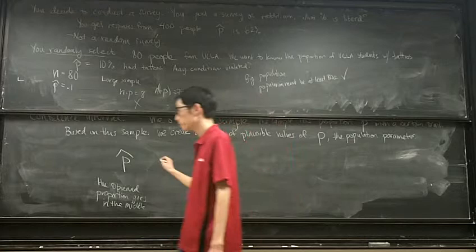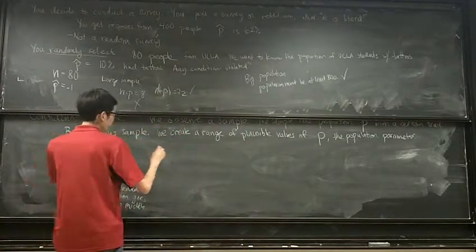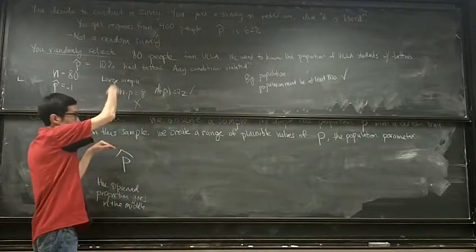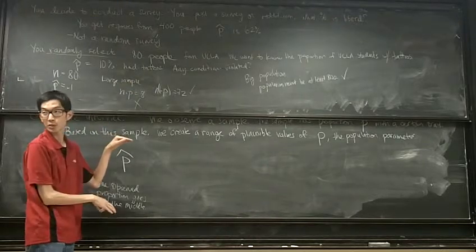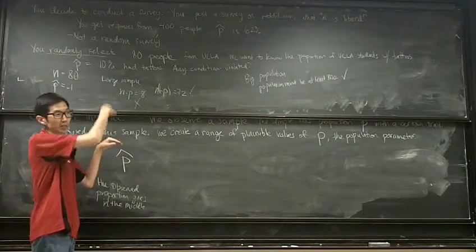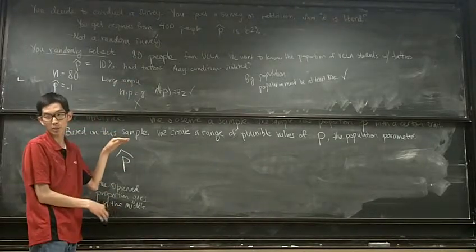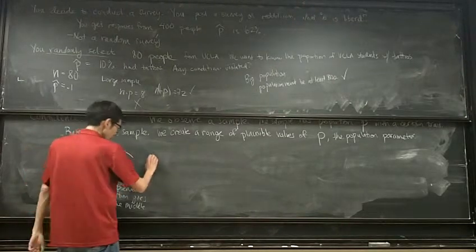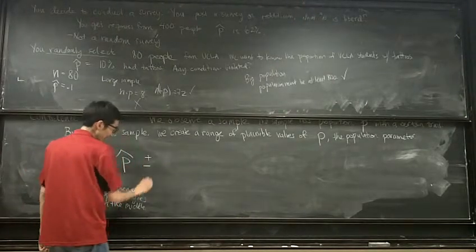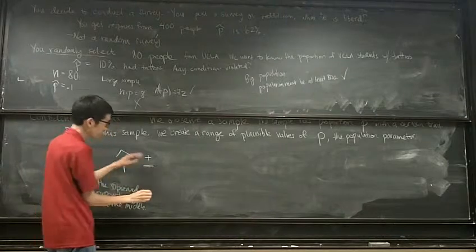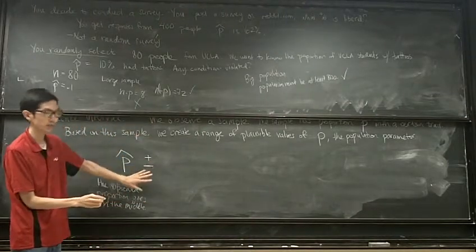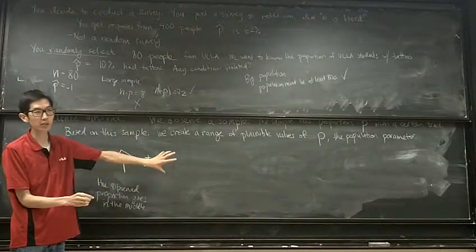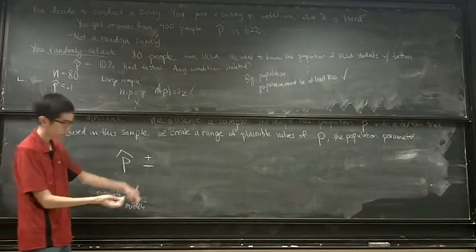So because this goes in the middle, I'm going to go a certain amount above and a certain amount below, okay? And I'm going to go the same amount above and the same amount below. So I'm going to write something called plus or minus. So I go above or below, so plus or minus, and the quantity over here is known as the margin of error.